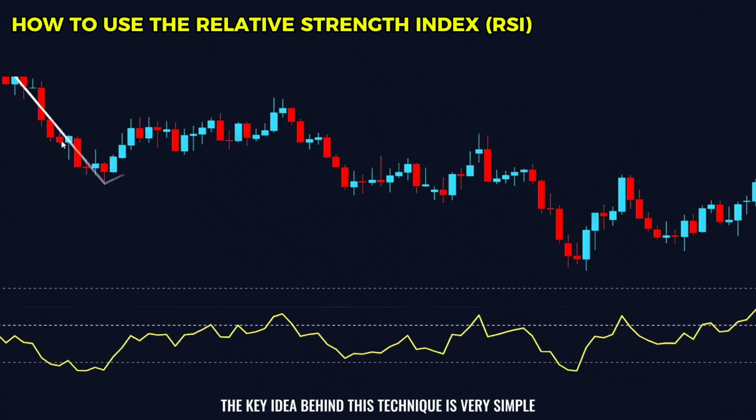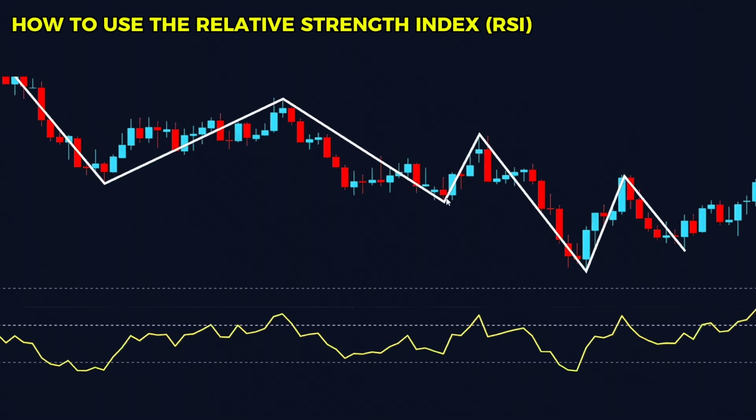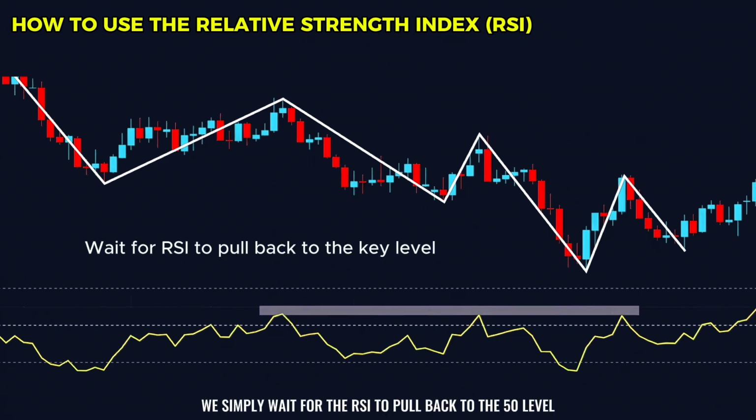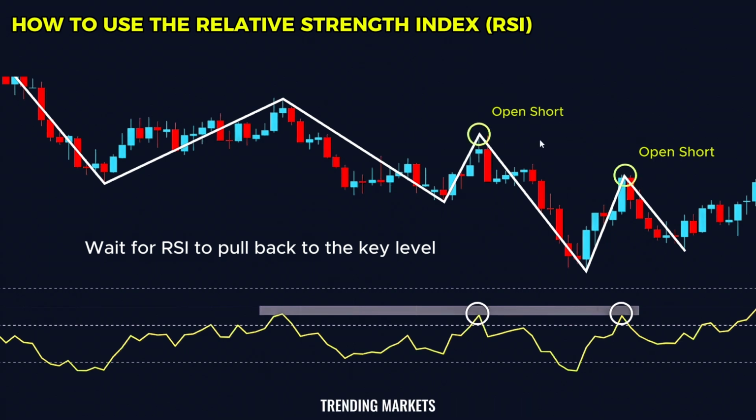The key idea behind this technique is very simple. Instead of buying when the RSI reaches the oversold zone, or selling when it reaches the overbought zone, we trade in the direction of the trend. We simply wait for the RSI to pull back to the 50 level. As long as the RSI holds above 50 in an uptrend or below 50 in a downtrend, the trend still has a good chance of continuing. This technique works especially well in strong trending markets.